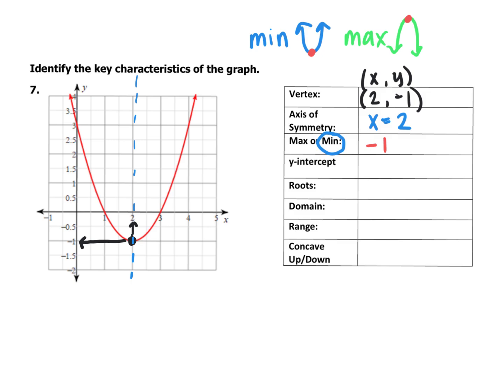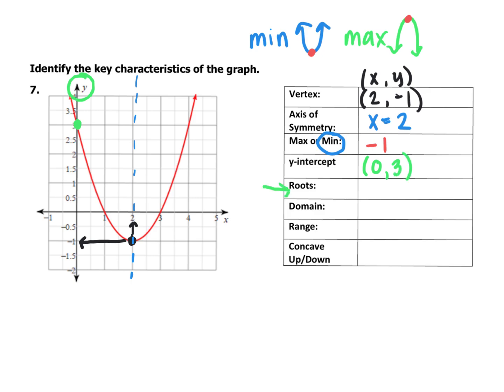When we talk about y-intercept, we talk about where our graph crosses our y-axis. So we're going to go to the y-intercept, which is this line here, our y-axis, and our graph crosses our y-axis at 3. That is a point. So we're going to write that as a point. So we will say 0, 3.